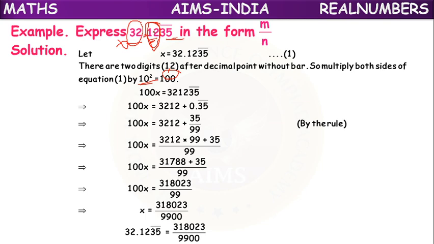So if you multiply by 100, what happens? The point will move two places. 3212 point. Here the point should be there, children. 3212.35 bar. 3212.35 bar means it turned into a pure recurring decimal, from which we can separate 3212 plus 0.35 bar. 0.35 bar can be written as 35 by 99. Next, simplification. Like that we can do the simplification and we will get the answer.